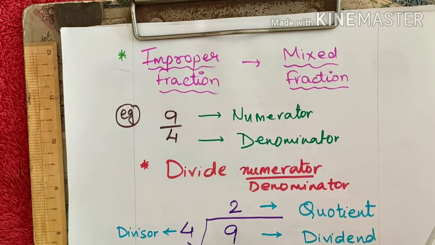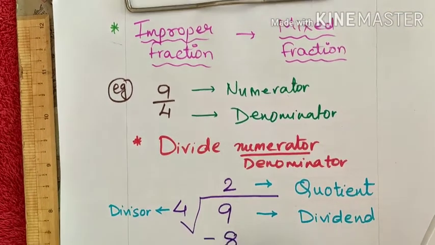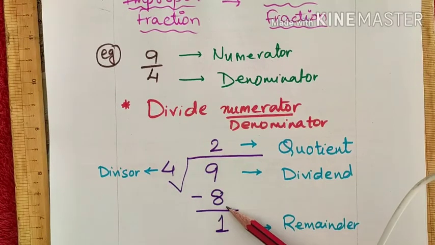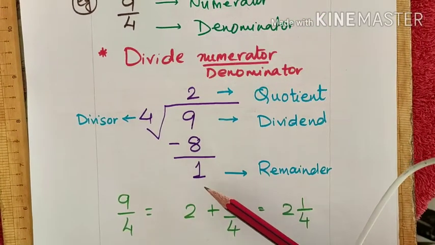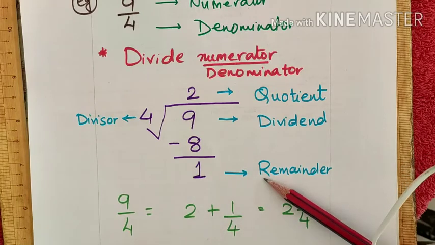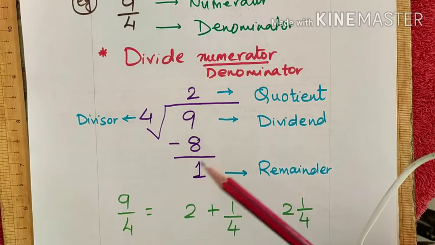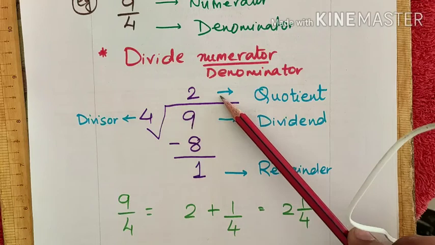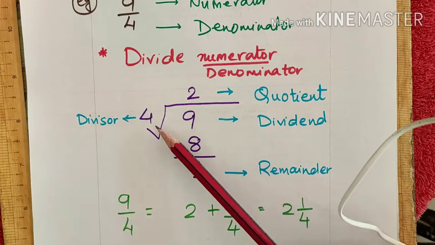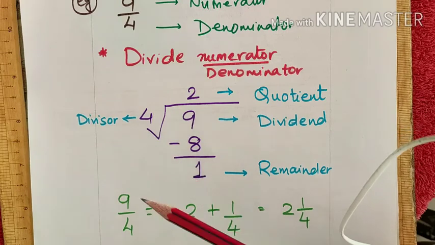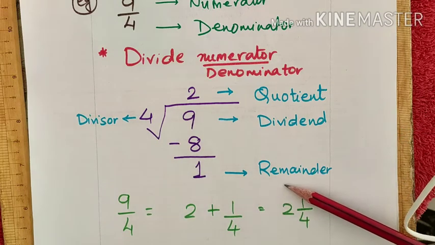So I take 4 outside, which is the denominator, and 9 I have taken inside. I'll divide it. Now when I divide it, 4 2s are 8. It gives me 8. When I subtract it from 9, I get 1 as the remainder. So when I divide 9 by 4, what do I get? My quotient is 2. This was my dividend, 9. This is the divisor which I have taken, and the remainder which I get is 1.